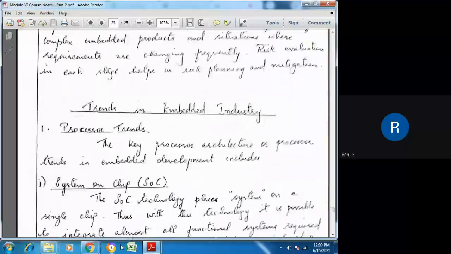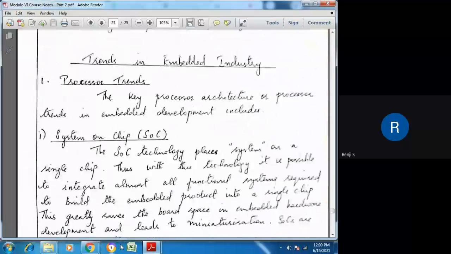This is an important question. What are the different trends in embedded industry? So first is processor trends.